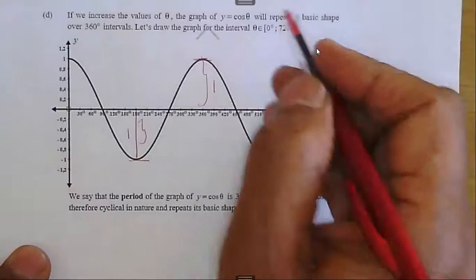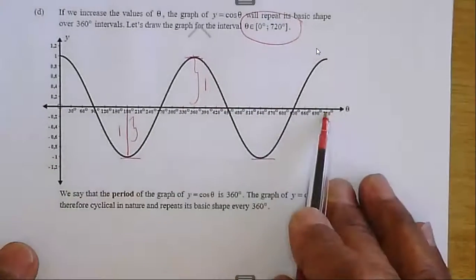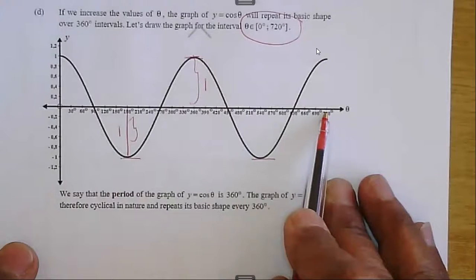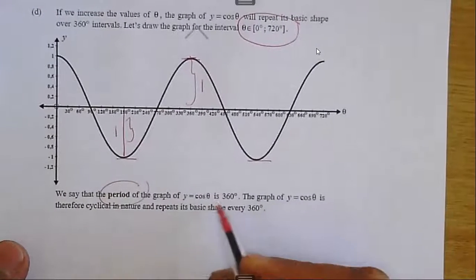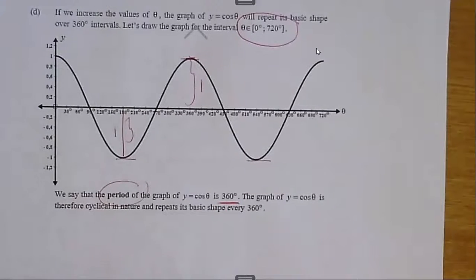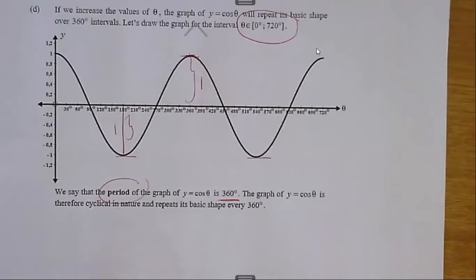And the interval in this case is also 0 to 720. You see? And of course, the period is also 360. So you see the sine and the cos graph share a lot of common properties. They have the same maximum and minimum values. They have the same range. They have the same amplitude. They have the same period.